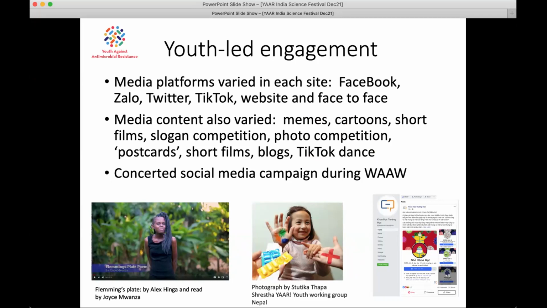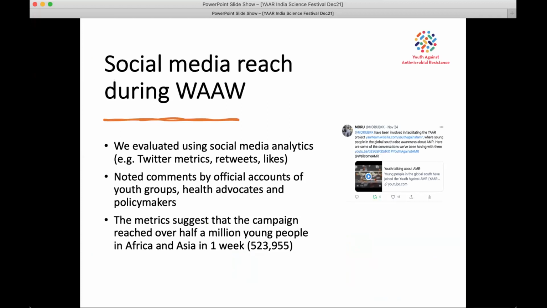And all of this was then put out in a very concerted social media campaign during the World AMR Awareness Week. And so we analyzed it just using the social media analytics. And our metrics suggested that the campaign, or we could measure that the campaign reached over 500,000 people in 1 week, which for me, as an oldie, that was really impressive. And it's really changed the way that my group has done online engagement, and that was a massive learning experience for me and some of the other team members about the power of social media.